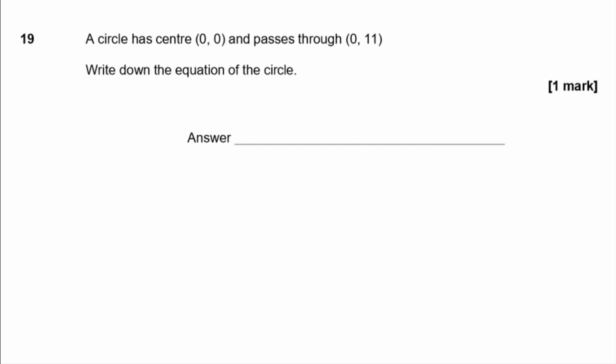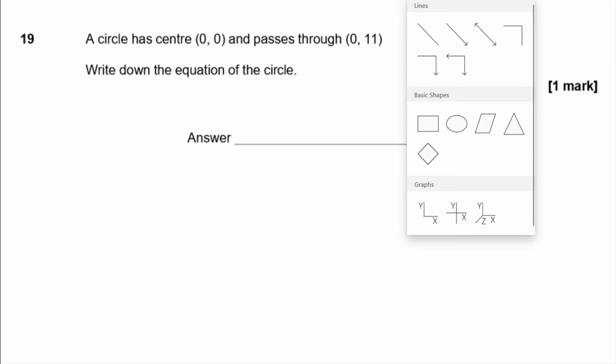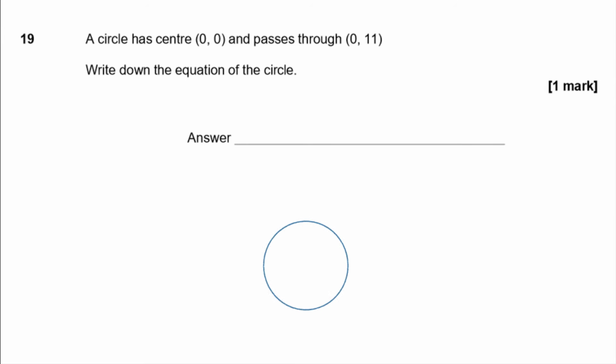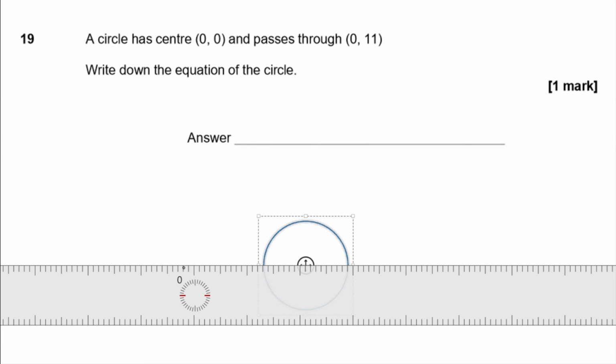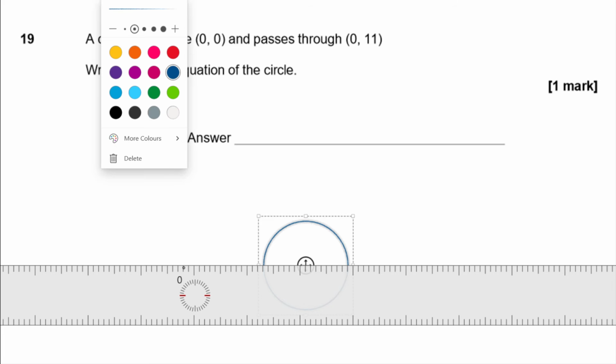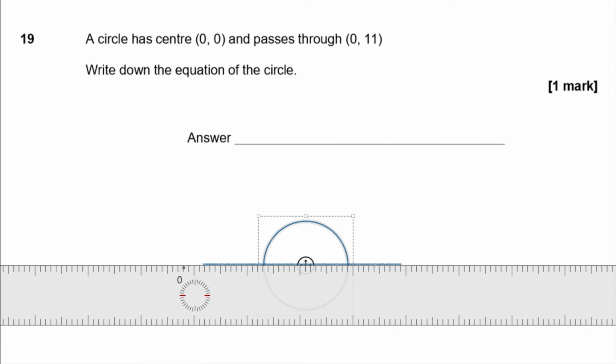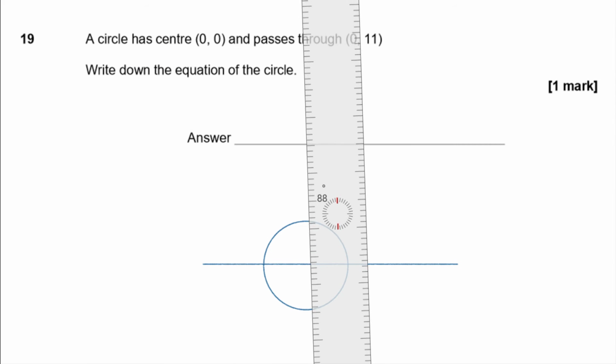Question 19. A circle has centre 0, 0 and passes through 0, 11. Write down the equation of the circle. Okay, so we've got a circle, and we're going to have some axes through that circle. So one in this direction, and one in this direction.